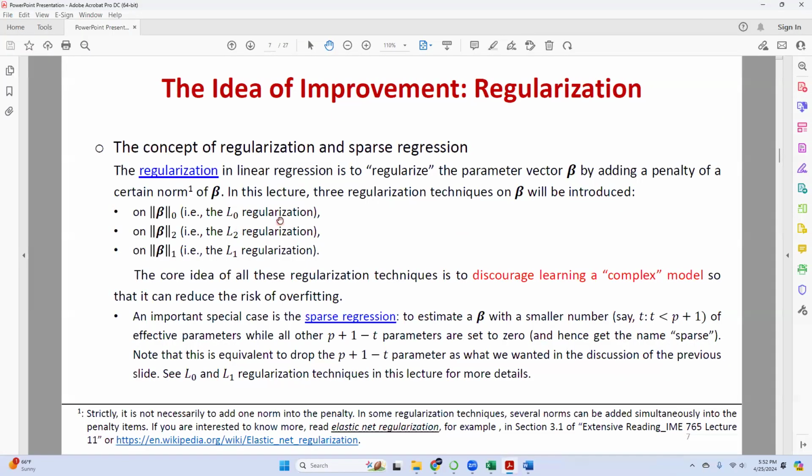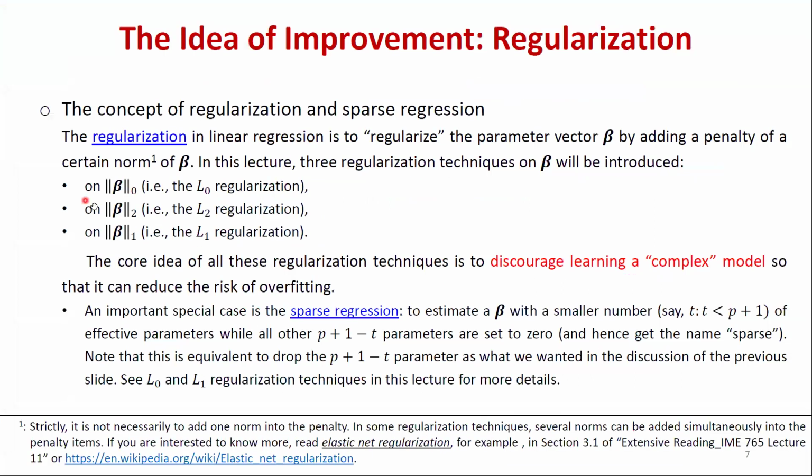So first of all, the term on beta 0 is L0 regularization, and then beta 2. Later you will see this one is the best subset selection. Beta 2 is the ridge regression. Beta 1 is the most famous and practical one, which is the lasso regression. Okay, and the important thing is sparse regression here, and that's the idea.